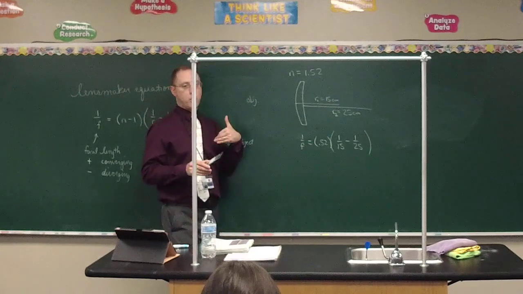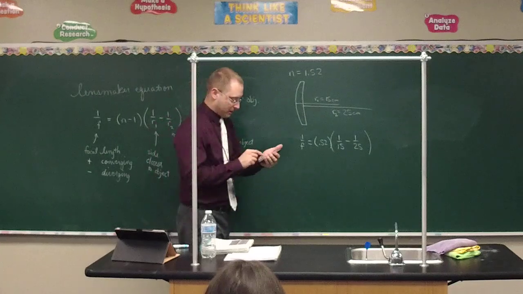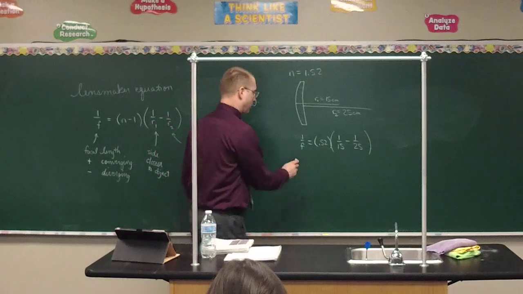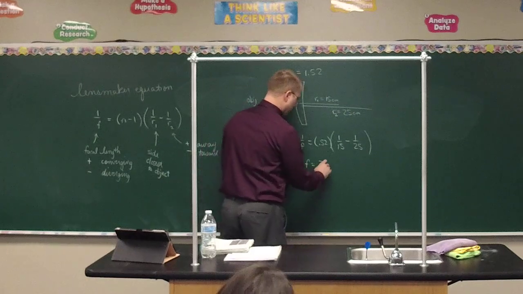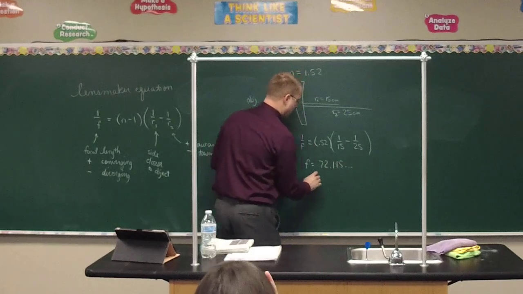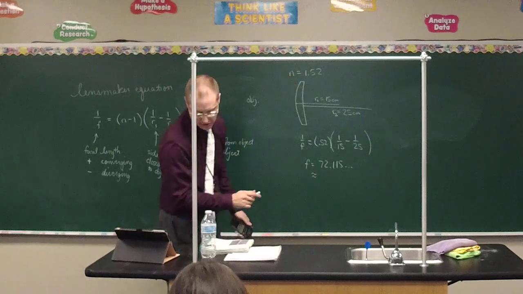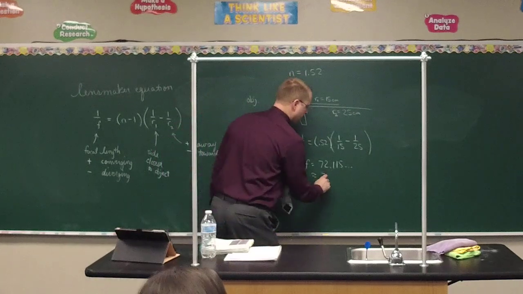We want the focal length. One more time we hit the reciprocal key, and that gives us the focal length to be 72.1. Okay, rounded off. I believe we have 2 sig figs everywhere. Yes, so we'll say the focal length is 72.